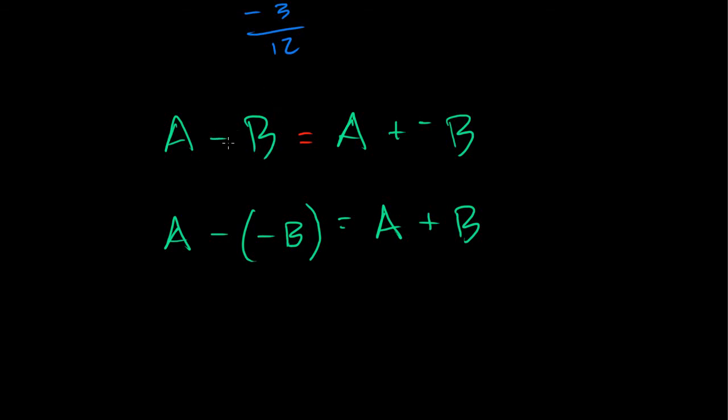If we were subtracting a positive number, we can rewrite that as adding a negative number. And if we were subtracting a negative number, then we can just write that as adding a positive. Just make sure that you don't change the sign of the first number that you're starting with. When we rewrite subtraction to addition, the only thing that changes is the second number.